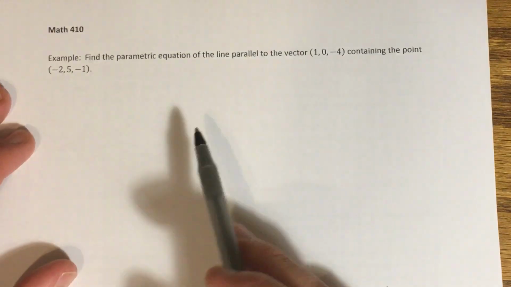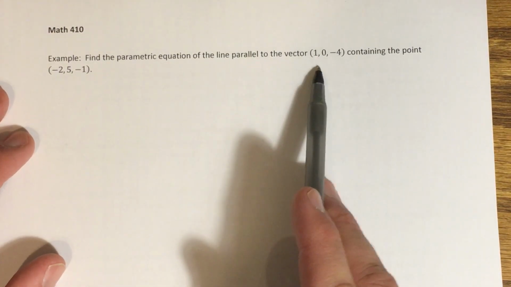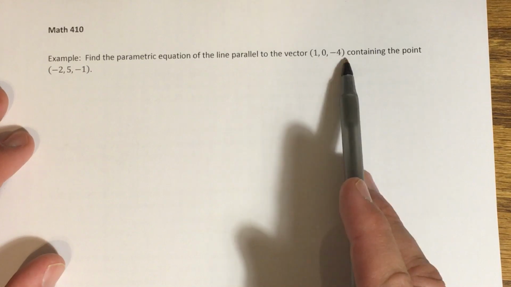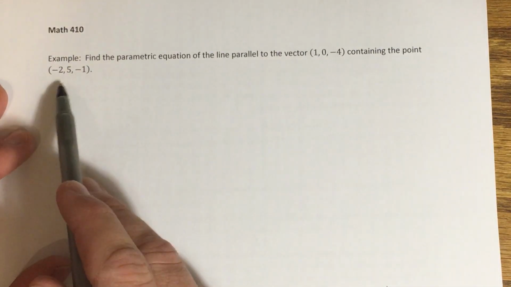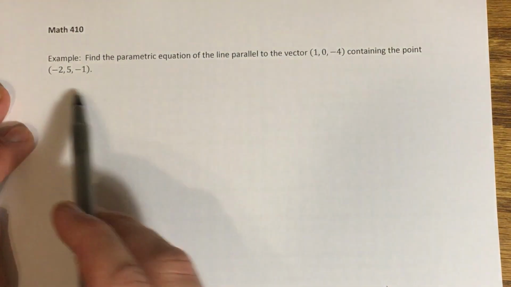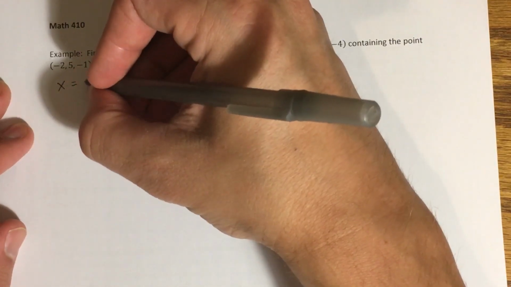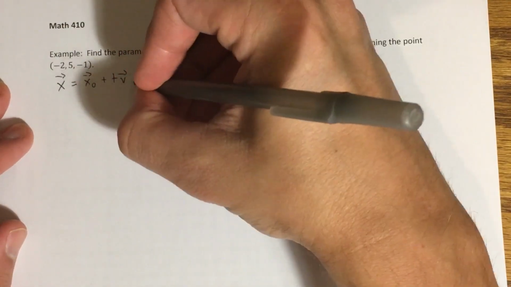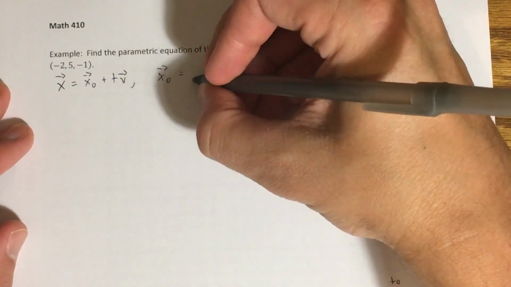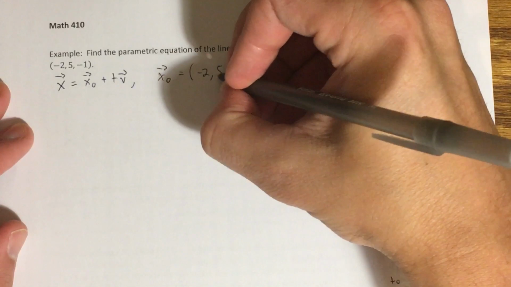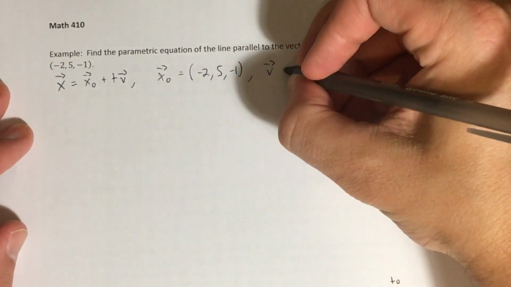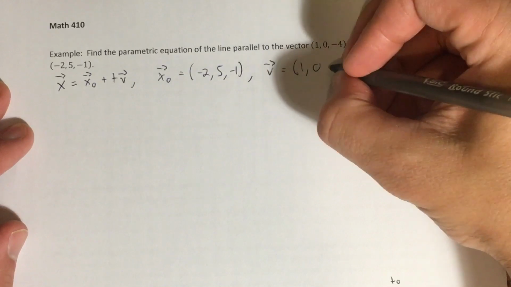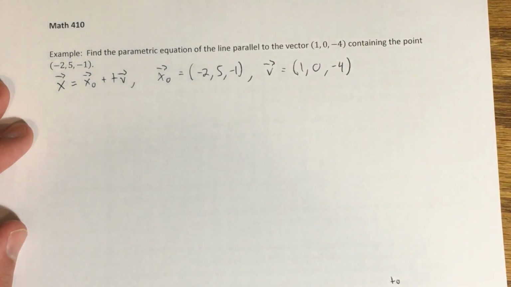Let's suppose that we want to find the parametric equation of the line parallel to the vector 1, 0, negative 4, and containing this point. So this point is going to give us the components of the position vector for that point. So remember, the equation for a line is going to be x equals x naught plus tv, where x naught is -2, 5, -1, and v is 1, 0, -4. So I'm going to substitute some things in here.